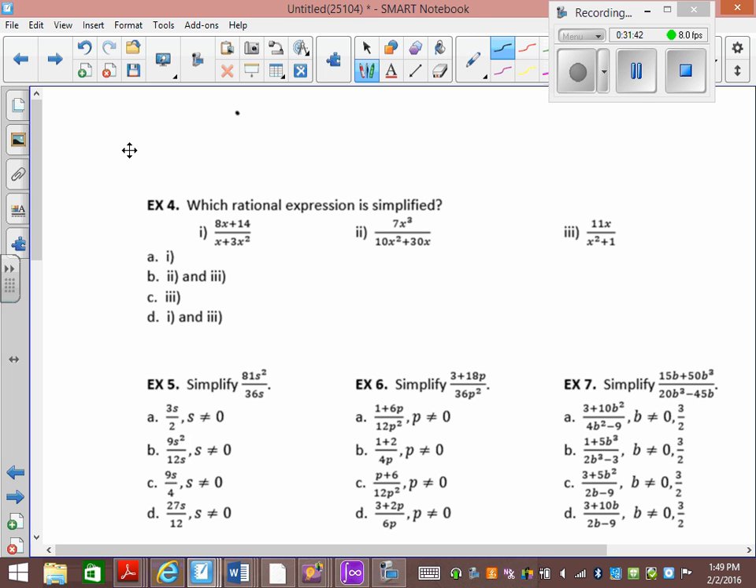Which of these are simplified? So I can't take a number out of all 4 of them. And I can't take a letter out of all of them. So it's simplified. This one, I can take an x out of all of them. So that means it's not simplified. And this one, I can't take a number out or a letter out of all 3 terms. This one, and this one. So it's simplified. So it's 1 and 3, which is D.